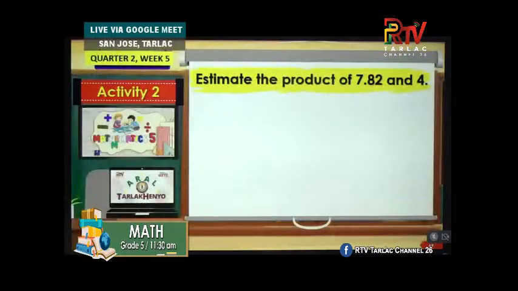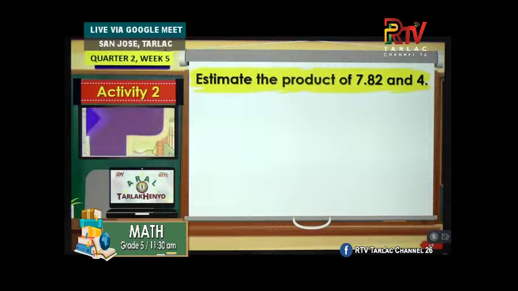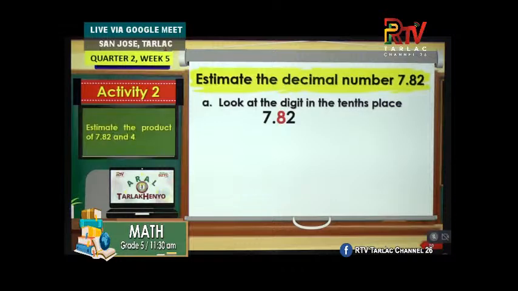Let's solve activity 2. Estimate the product of 7 and 82 hundredths and 4. In estimating decimals, always remember to round each decimal to the nearest whole number before multiplying. Step 1. Estimate the decimal number 7 and 82 hundredths. First, look at the number in the tens place. What digit is in the tens place? That is correct. It is 8.